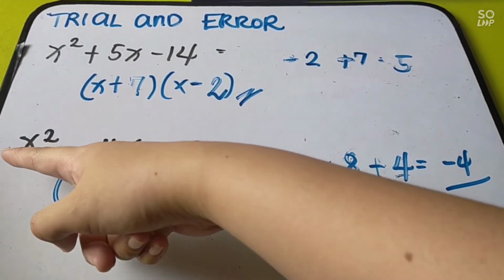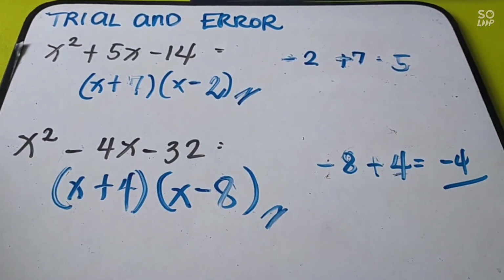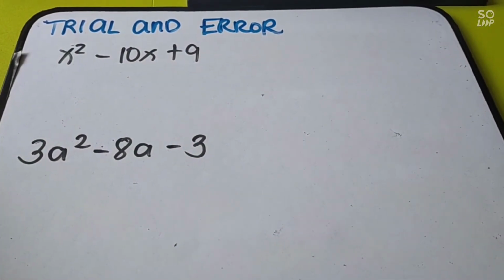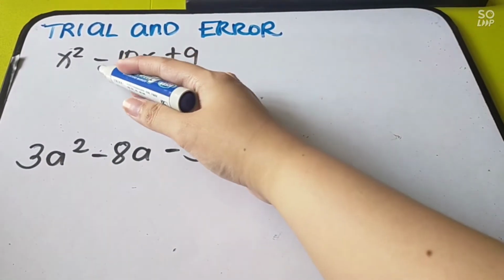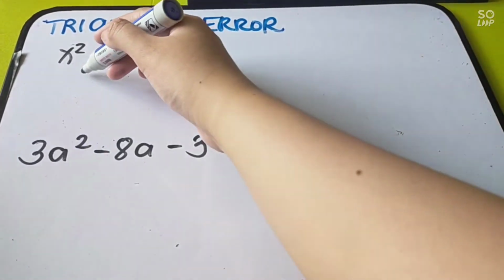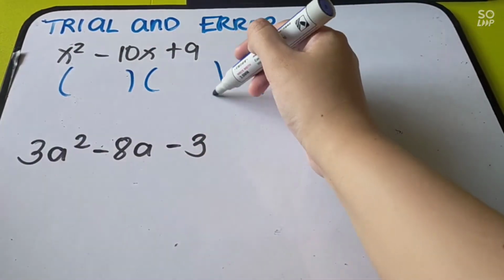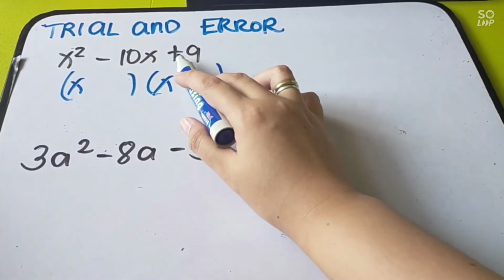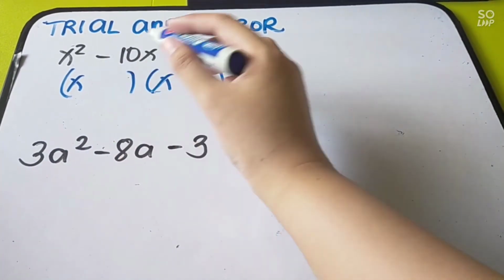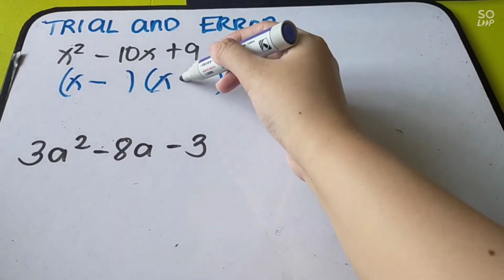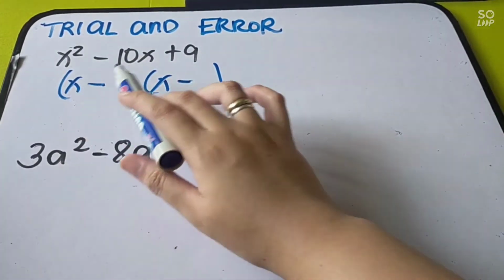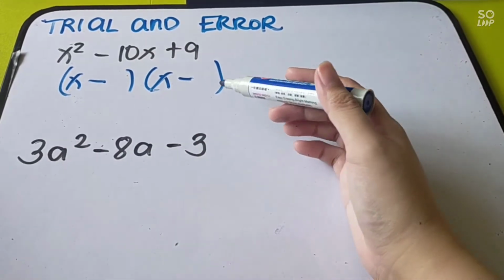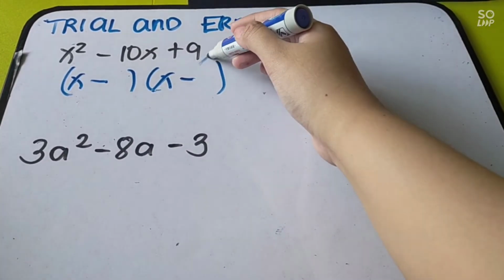Now, maglagay naman tayo ng number dun sa unahan. Paano kaya pag ganun? Next, we have x squared minus 10x plus 9. What if naman minus to then plus to? So, sabi ko nga sa inyo, kapag ganyan ang ating given, yung isa ay x, then, since positive ito, negative yung second term mo, parehas na negative to. Pero kung positive ito, parehas na positive. Pero pag negative ito, isang positive, isang negative. Yun lang yan. Okay?